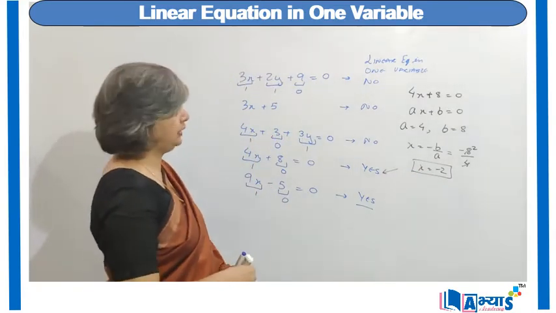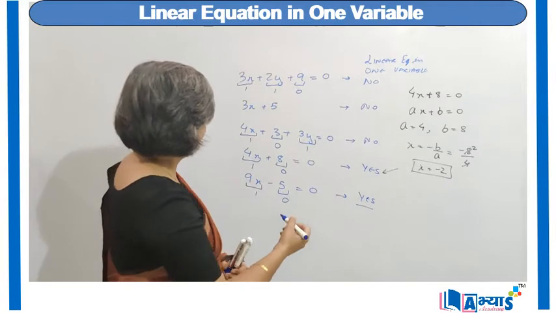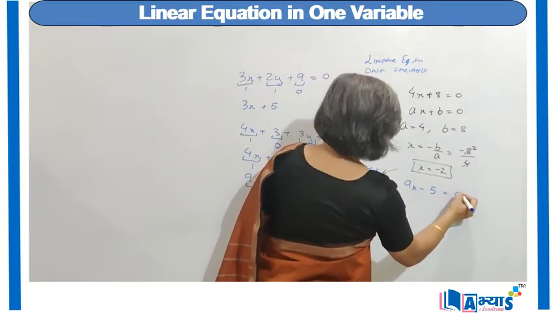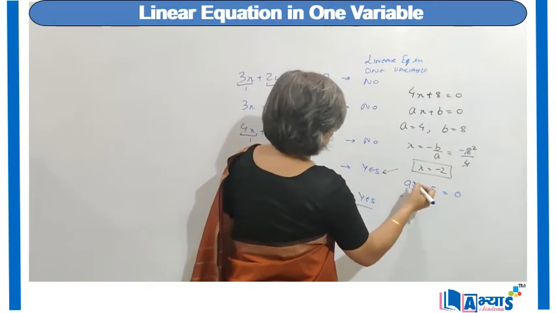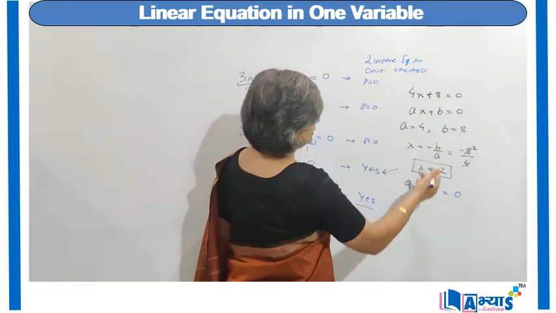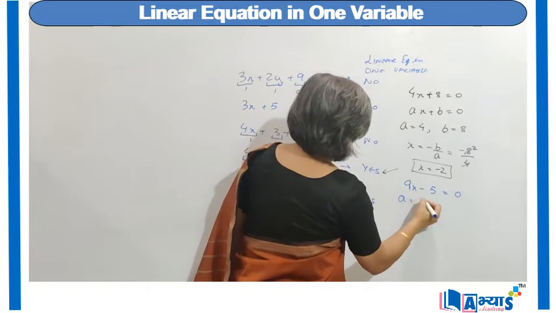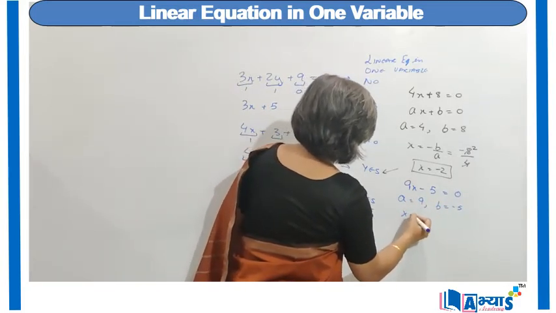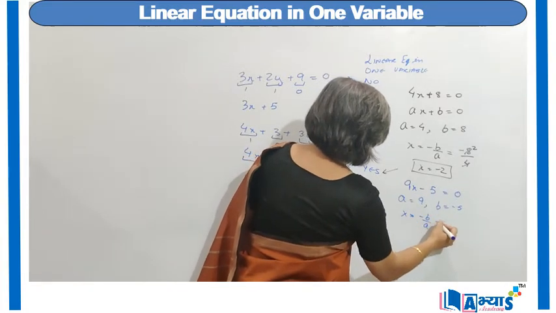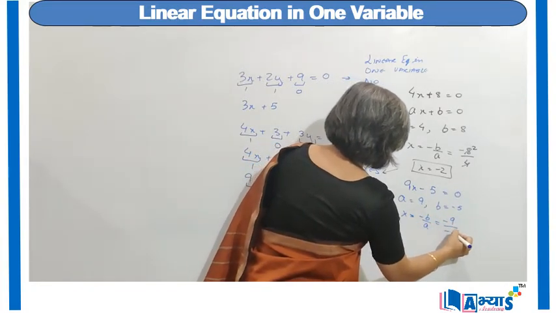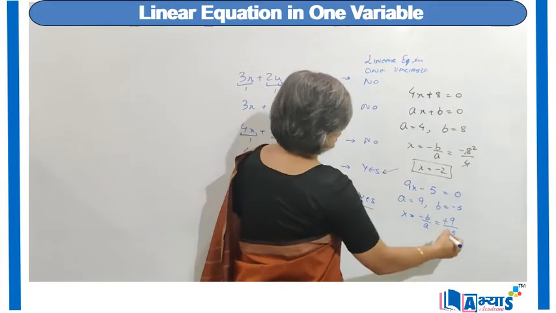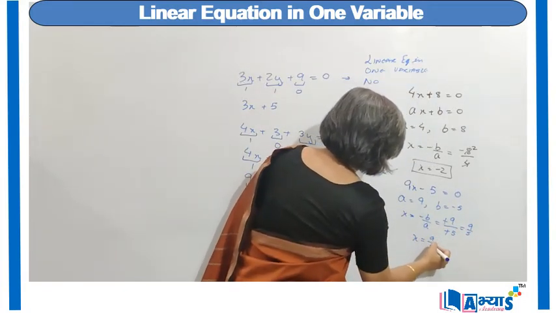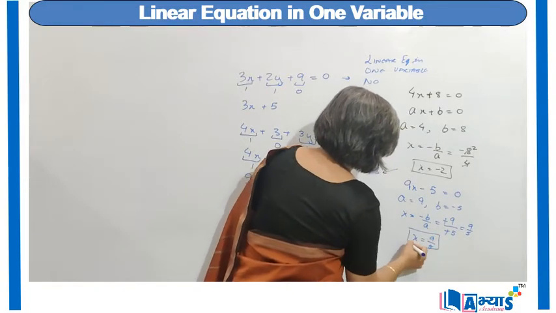Similarly, we can find the solution of the fifth equation, that is 9x minus 5 is equal to 0. When I am comparing it with the standard form, that is ax plus b, I get a as 9 and b as minus 5. So x is equal to minus b by a, minus of minus 5 by 9, so the answer will be 5 by 9. So x is equal to 5 by 9 is the solution of the linear equation.